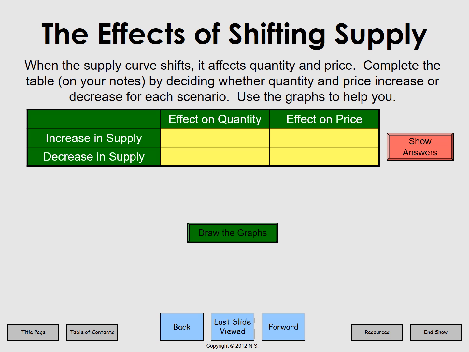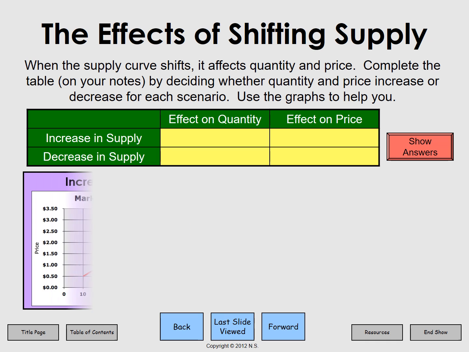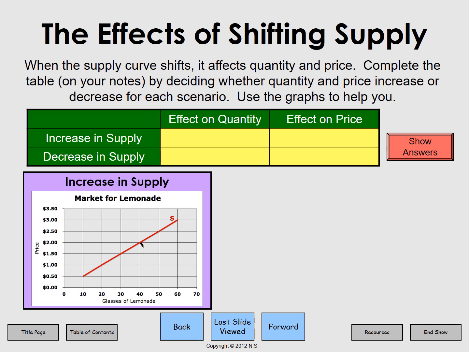Alright, so we'll use the graphs to help us out here. It says draw the graphs. If you look right above this at the increase in supply and decrease in supply graphs on the left side of your paper, you already know what these things are going to do. An increase in supply is going to shift that line to the right.